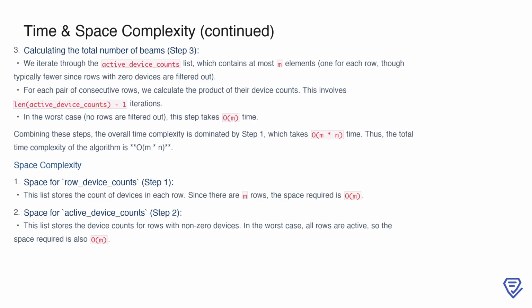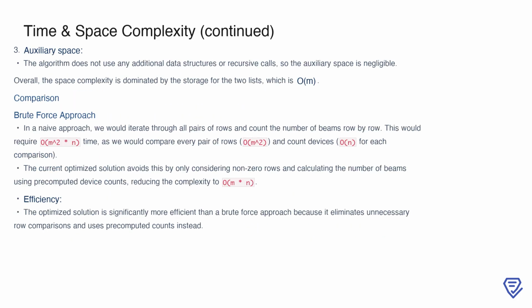When combining all three steps, the overall time complexity is dominated by the first step, which is m*n. Thus, the total time complexity of the algorithm is m*n. Now let's discuss space complexity. In the first step, we create the row_device_counts list, which stores the count of devices for each row. Since there are m rows, this requires m space.